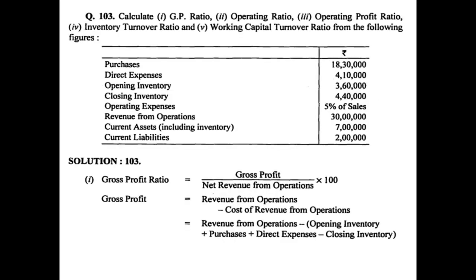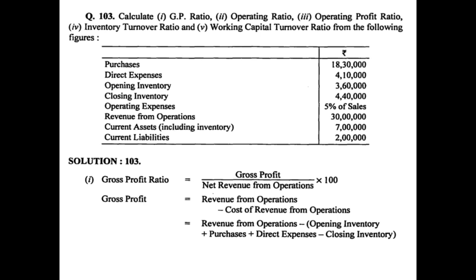Question says you have to calculate GP ratio, that is gross profit ratio, operating ratio, operating profit ratio, inventory turnover ratio, and working capital turnover ratio from the following figures. Now, purchases is given to you, direct expenses, opening inventory, closing inventory. All this will help you in calculating the gross profit ratio. Operating expenses is 5% of sales. So operating expenses you'll require while calculating the operating ratio and operating profit ratio.